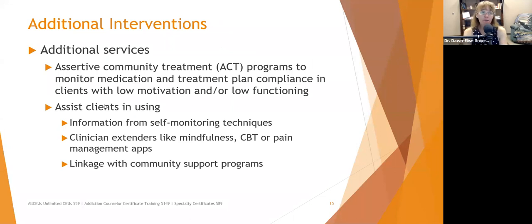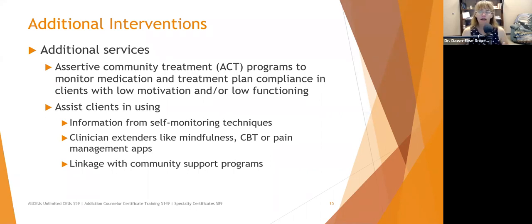Additional services that may be considered: assertive community treatment programs monitor medication and treatment plan compliance in clients with low motivation and/or low functioning. So this can be used with clients who have physical health conditions that have low motivation for compliance, or in people, for example, with severe and persistent mental illness. We want to assist clients in using information from self-monitoring techniques to adjust their own behavior.